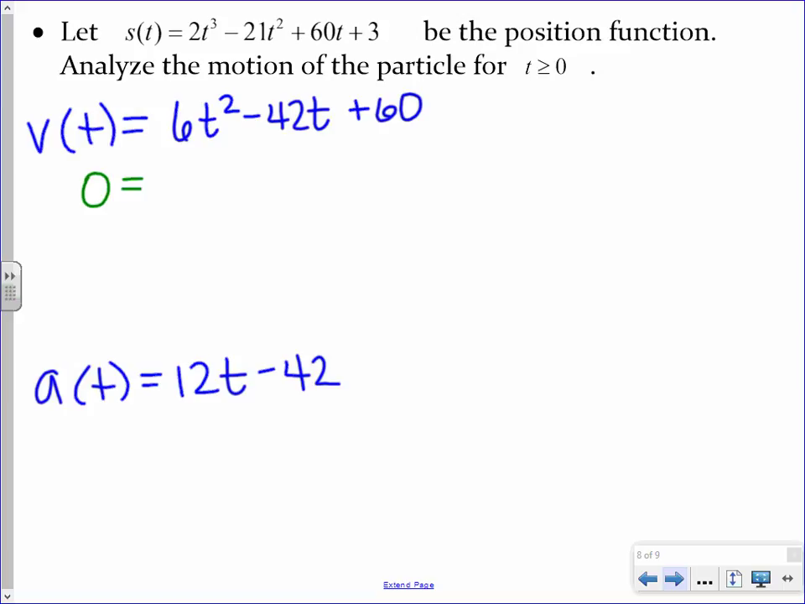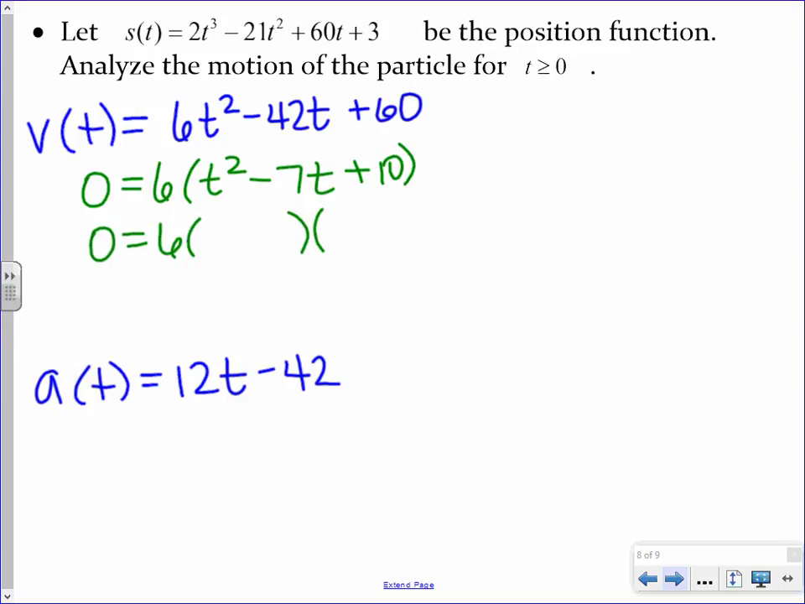Probably a good idea to do what? Okay, take out that 6. So we have t squared minus 7t plus 10. That's nice, isn't it? What do we factor this to?